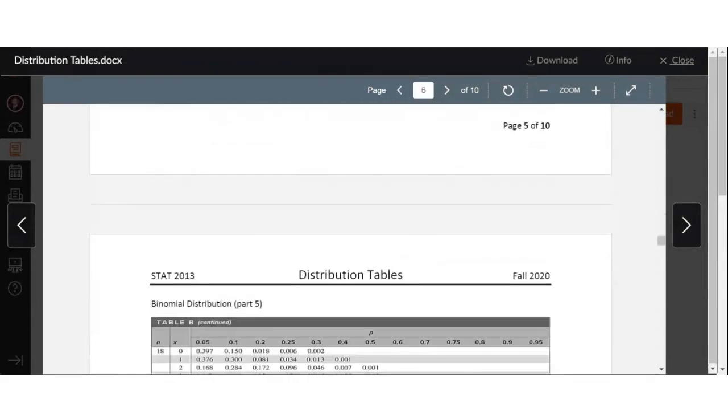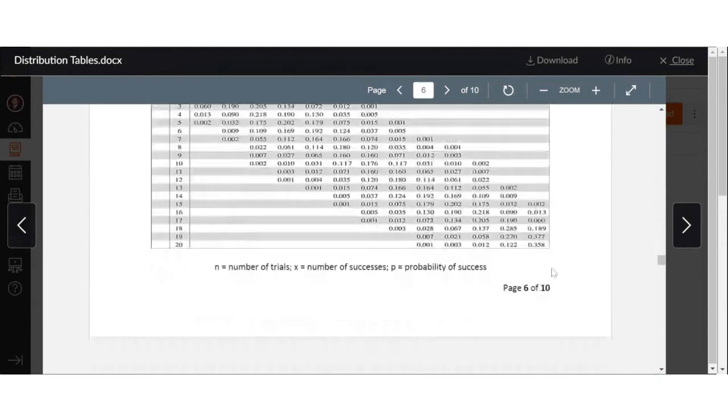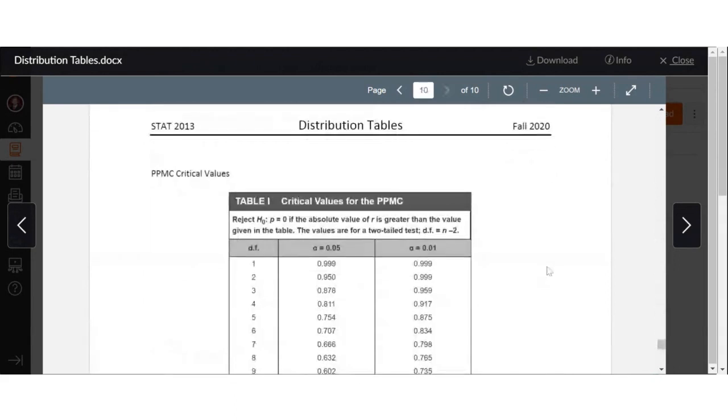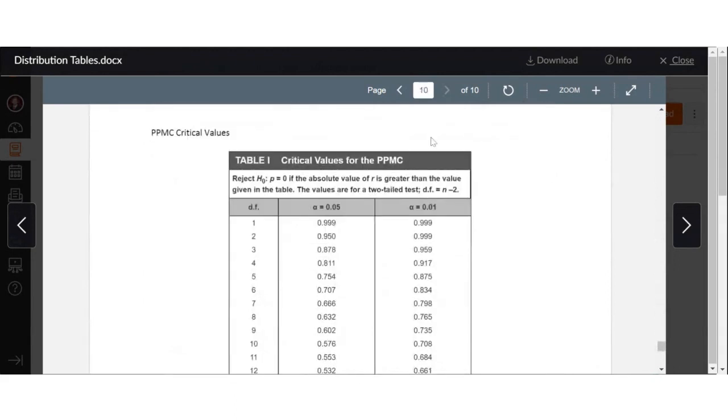So the critical values can be found on the last page of your table packet. So it's these right here. The critical values for the test. I don't know what PPMC means. I'm pretty sure it's Pearson something.